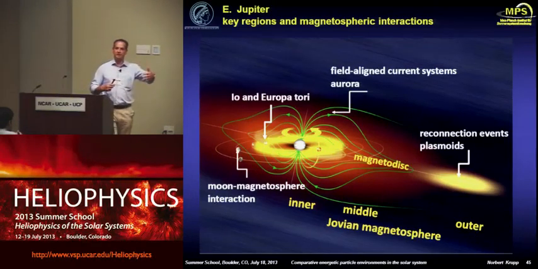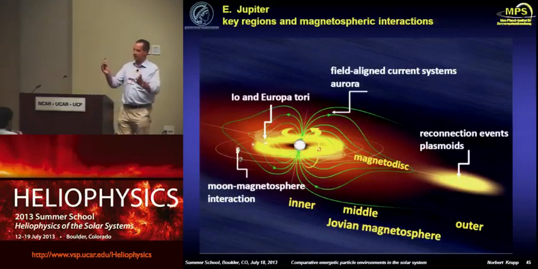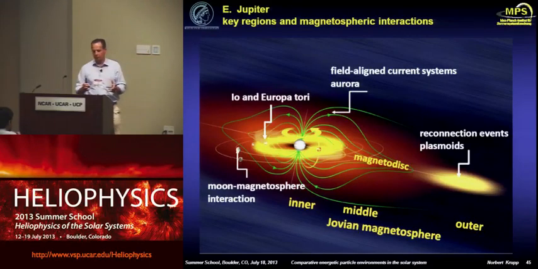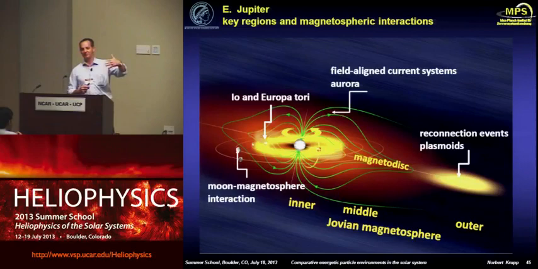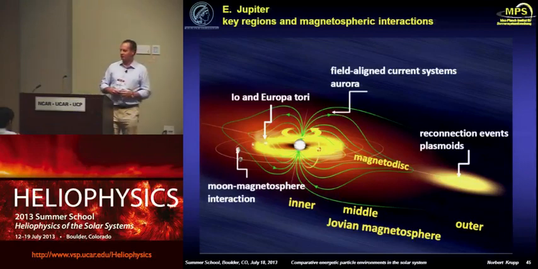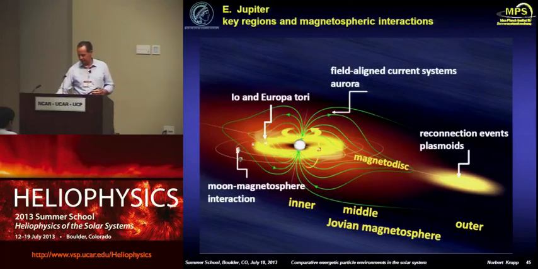So energetic particles play a major role in understanding the surface of moons. And, you know, space weather is one thing, but you can also have weathering effects of energetic particles at the moons caused by these impinging energetic particles in the magnetosphere.